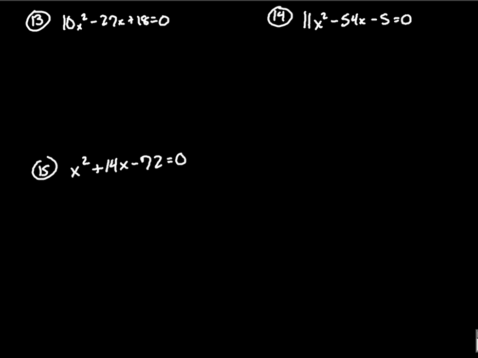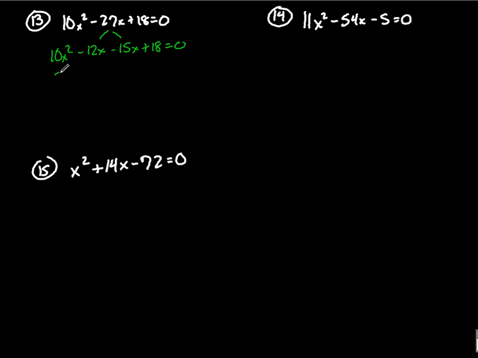Alright, 3 more to do. Let's go old school. For 13, I'm going to first say factors of 180 that add to give you 27. That's going to end up being 12 and 15. They're both negative because of that. So 10x squared minus 12x minus 15x plus 18.